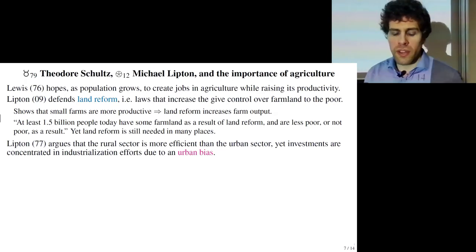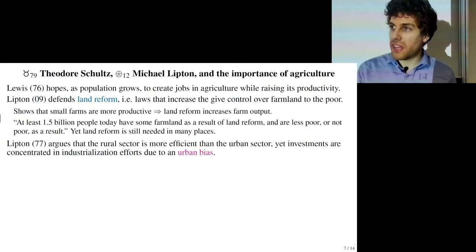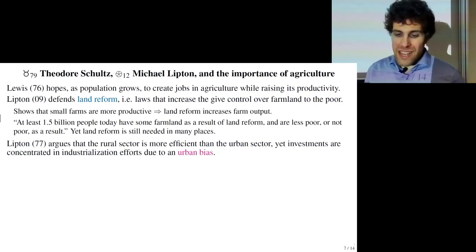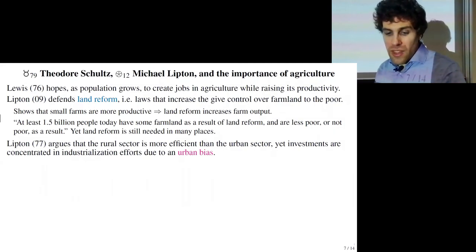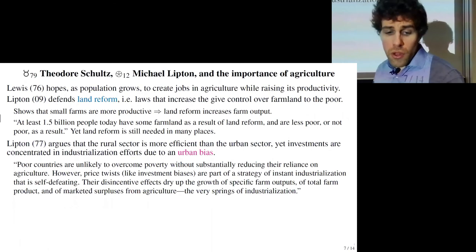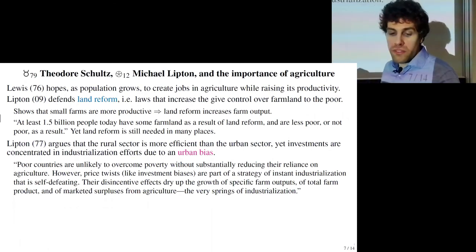Lipton also argues that the rural sector is more efficient than the urban sector. And yet investments are concentrated in urban areas due to an urban bias. Poor countries are unlikely to overcome poverty without substantially reducing their reliance on agriculture.